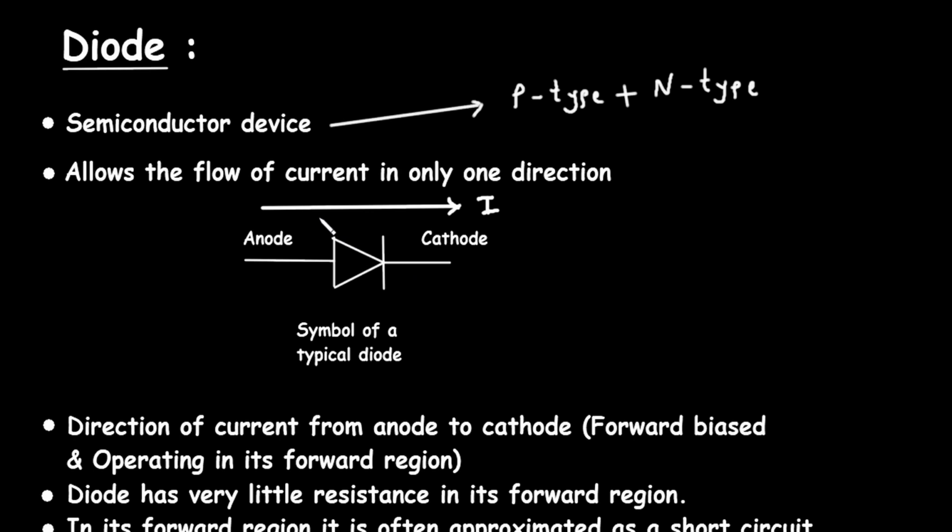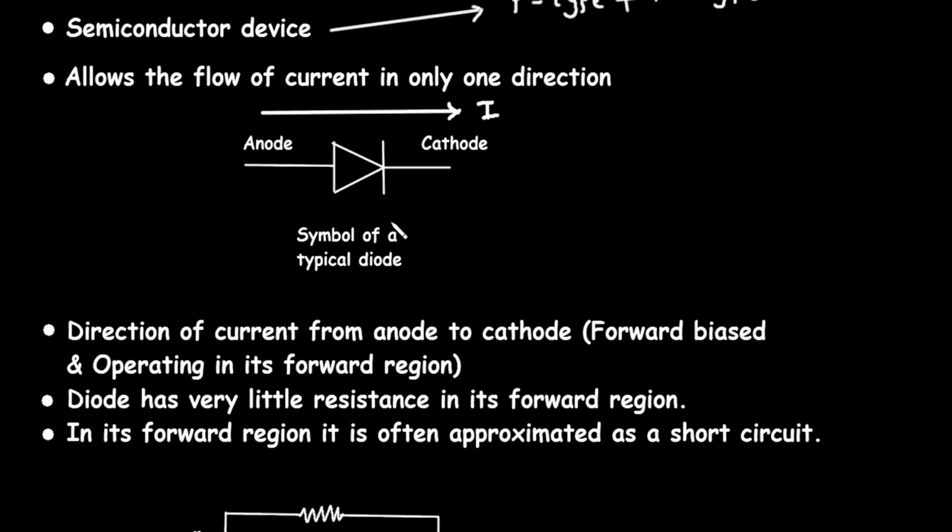Here we can see this is the direction of current. The current flows from anode to cathode and it blocks the current in opposite direction, that is from cathode to anode. If the current flows from cathode to anode, it will block the current. Here we can see this is the symbol for diode.